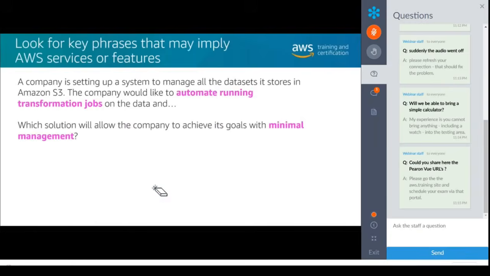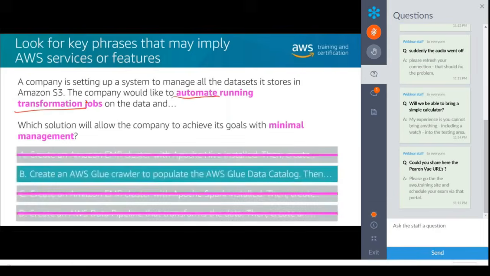So, look for key phrases that may imply a service or a feature. Right here, "automate running transformation jobs." Those words stick out to me. And without even looking at the answers, I might be able to already guess what services AWS might want us to pick, right? It's funny because I actually work for AWS. I shouldn't say they may want us to pick, but when I'm taking an exam, I'm not special. It's me versus the exam as well.